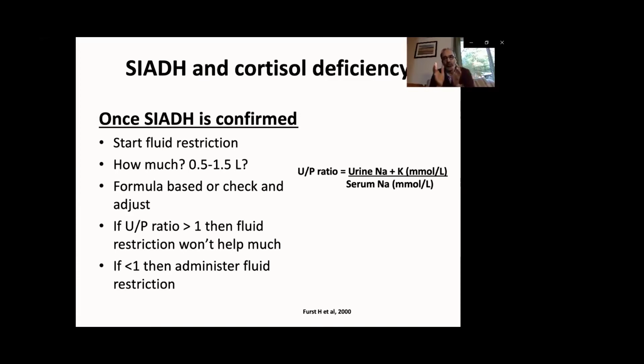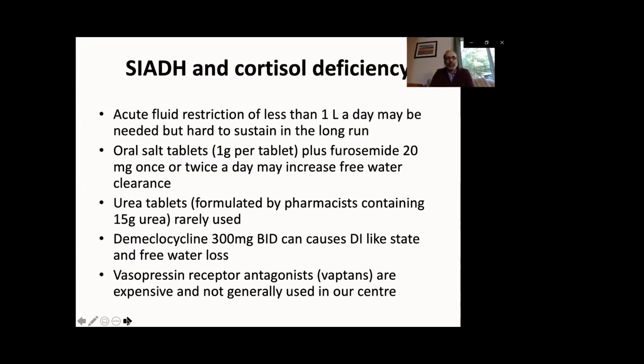However, for the most part, what we like to do is start them on fluid restriction. Fluid restriction means real fluid restriction, less than a liter a day. Because if you do less than that, most people generally don't respond well. So acute fluid restriction of less than 1 liter a day may be needed, but it's very hard to sustain in the long run. What I tend to use, I try that.